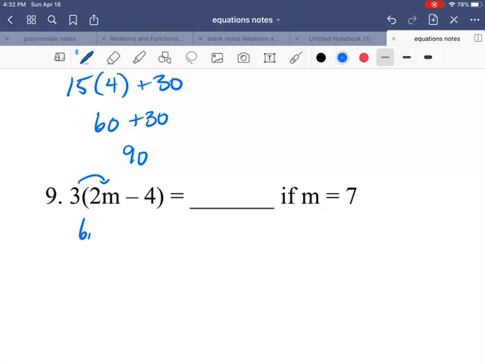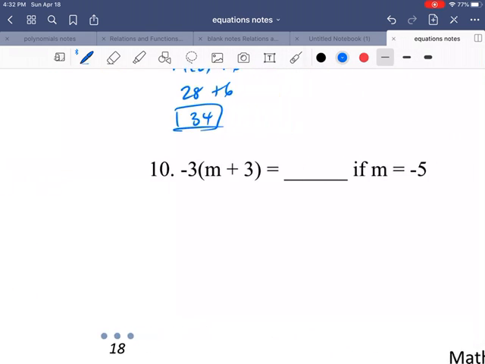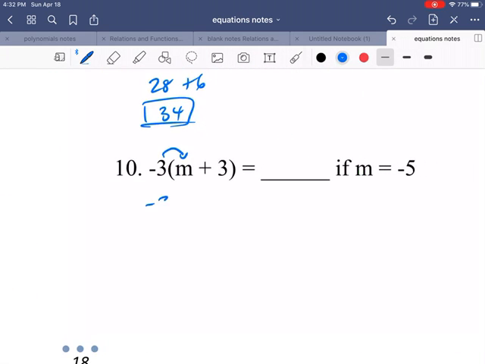3 times 2m is 6m. 3 times negative 4 is negative 12. Substitute in what you found m's value to be there. So it tells us m equals 7. 6 times 7 is 42. And 42 minus 12 is 30. One last example like this. Negative 3 times m is negative 3m. Negative 3 times positive 3 is negative 9. And we're going to substitute in negative 5. So we get 15 minus 9, which is going to be 6.